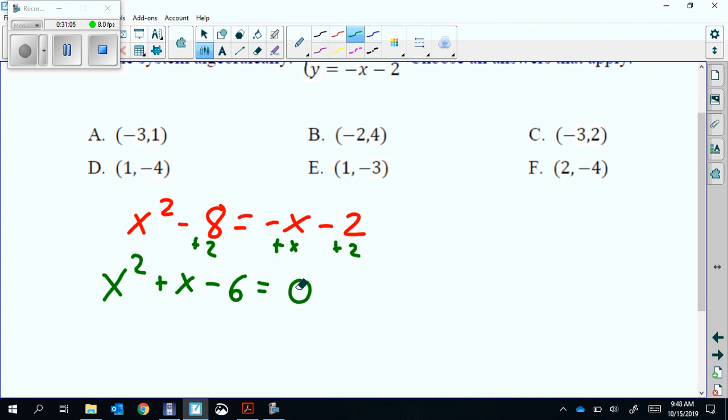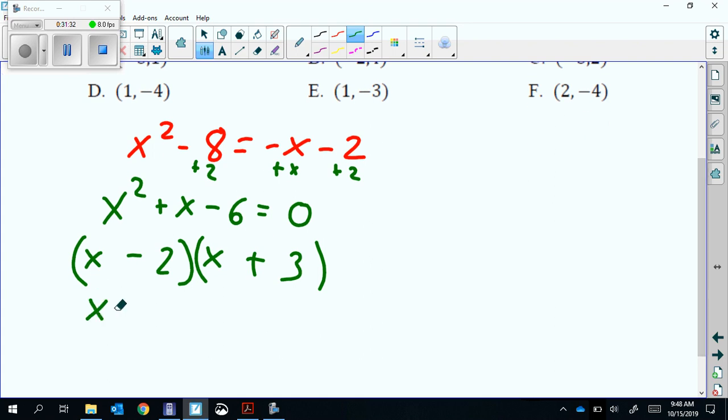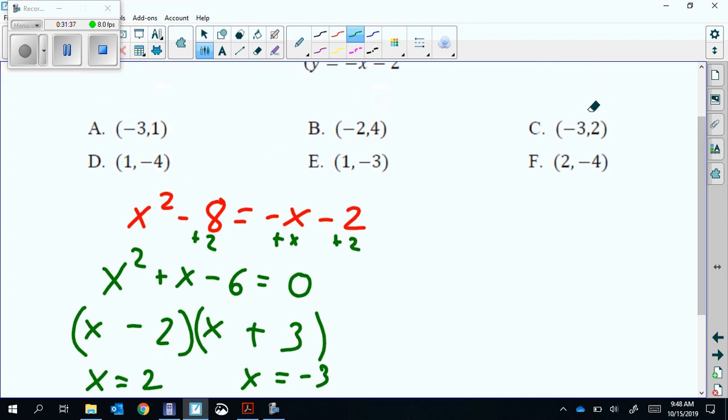This is factorable now. Has to multiply to be 6, that's 2 and 3. Add to be 1, that's 2 and 3. It needs to be positive 1 though, so we need a positive 3 minus 2. Get the signs to work out. Which means x equals 2 and x equals negative 3. We did not get a 1, we did not get a negative 2. We did not get a 1. So some of those are already gone, those can't be right.